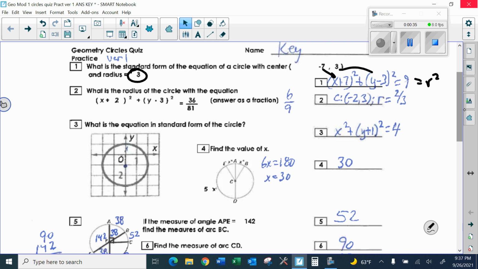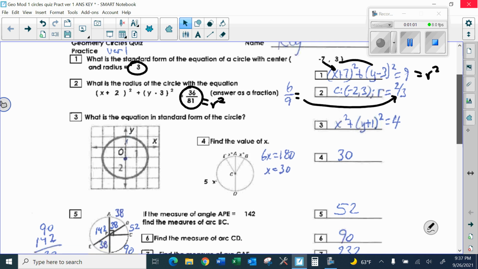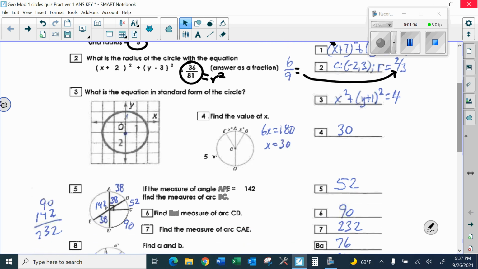All right, what's the radius of the circle with the equation? So remember, that's radius squared, so I need to take the square root of that. Square root of 36 is 6, square root of 81 is 9, and then I must reduce that. That's why you see radius is 2/3. Actually, that's all I had to answer. I put the center there as well, but it just asks for the radius. The radius is 2/3. If you don't reduce it, you lose half the point, so 2 points. Okay, if you leave it as 6/9, if you don't reduce it correctly at all, you don't get any.